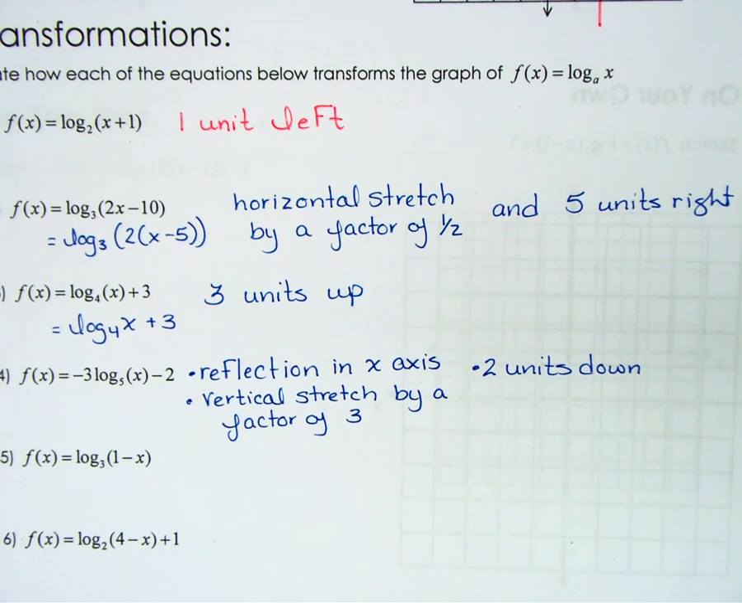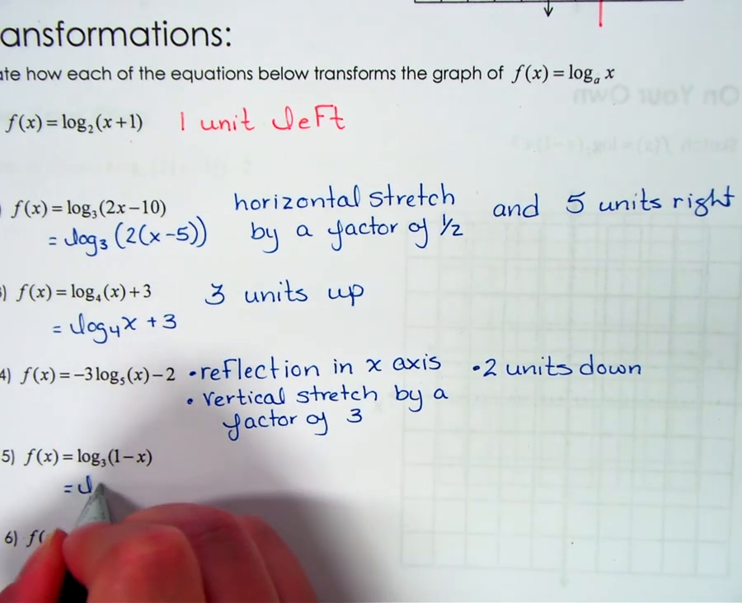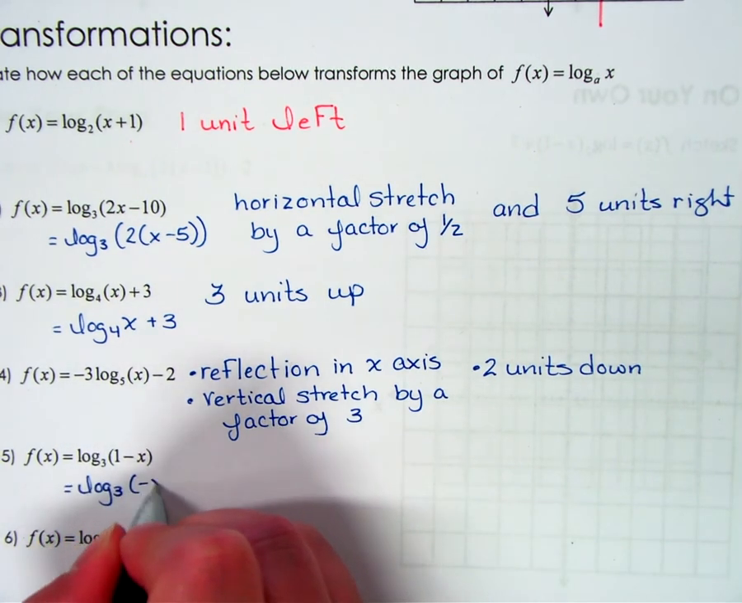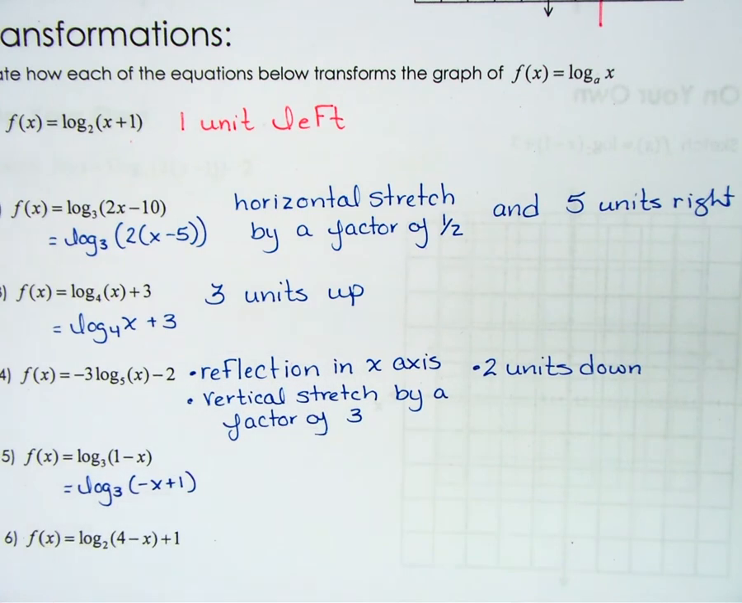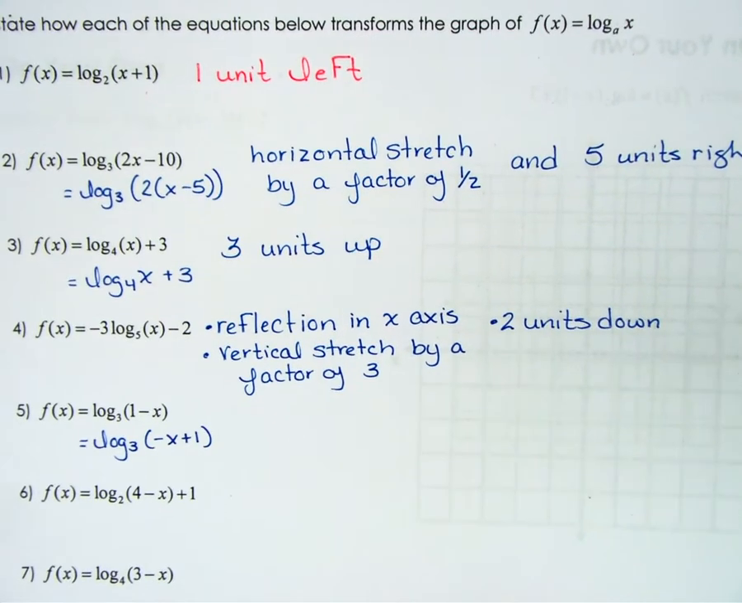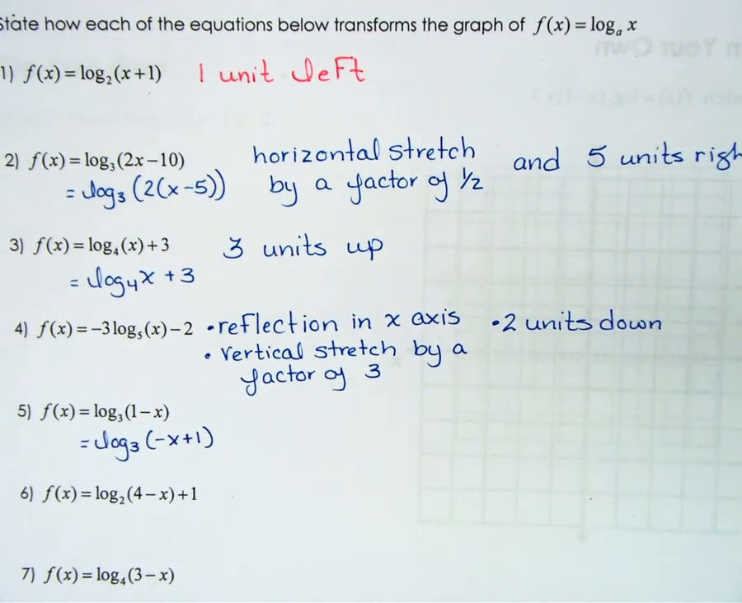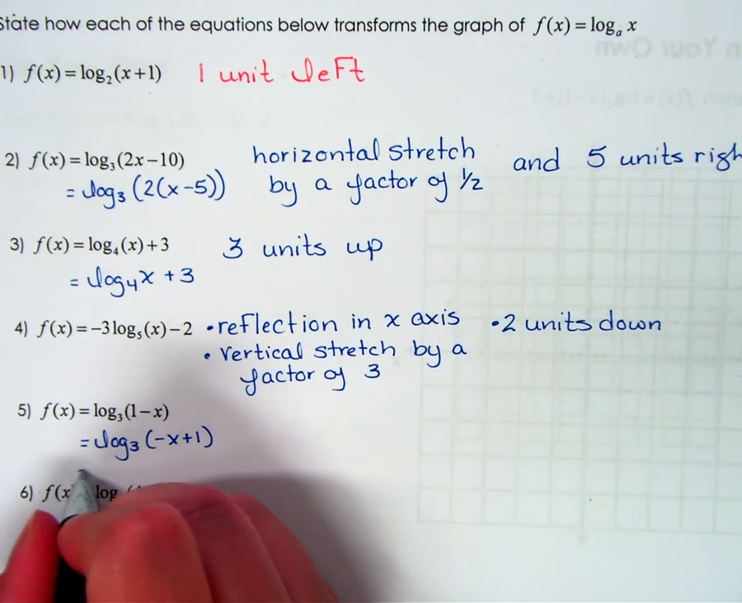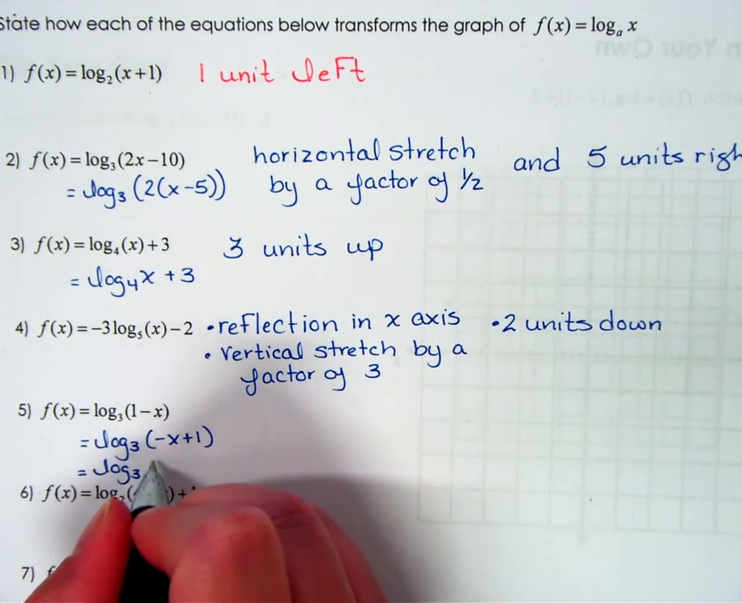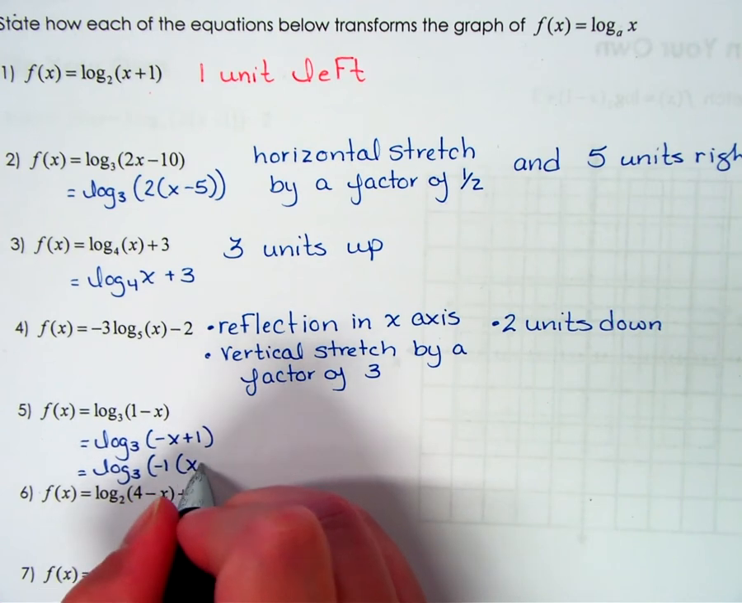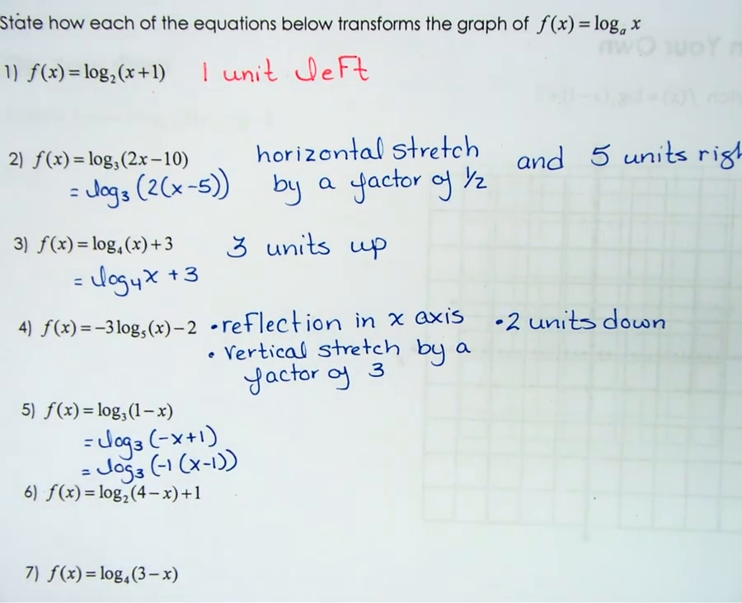Okay, number 5. Right, so I would probably look at this like that first. And then, because there is no bracket pulling that negative out, it is still a coefficient, so it's got to come out. So it's going to be log base 3, -1, x minus 1. Like, your reflection would still be right, but again, that horizontal shift would be wrong.